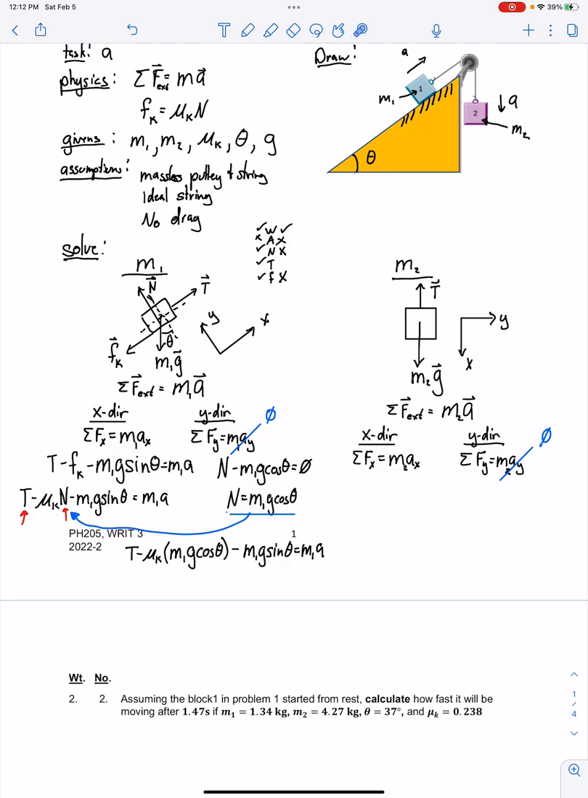Now, that's pretty much as far as we can get analyzing block 1, and we still have to get rid of this tension force. And we have no other equations here because it doesn't live in the y direction. I've got to get rid of it. But fortunately, that tension force does live over here with m2.